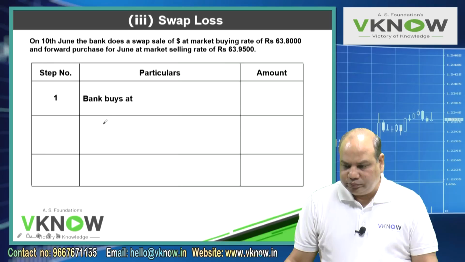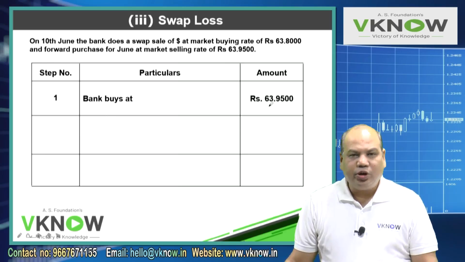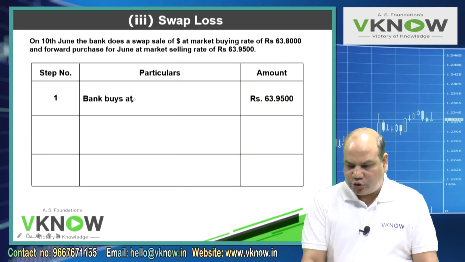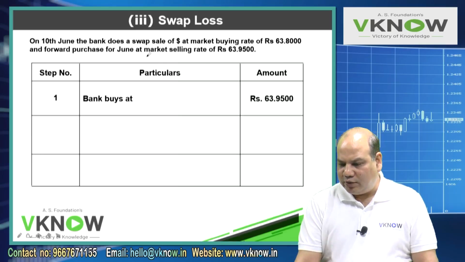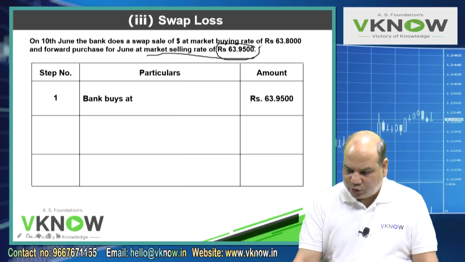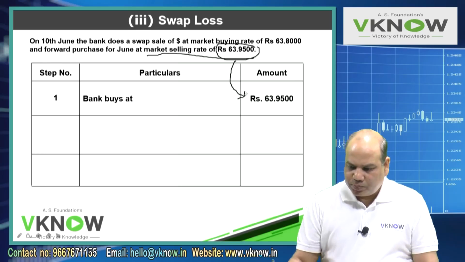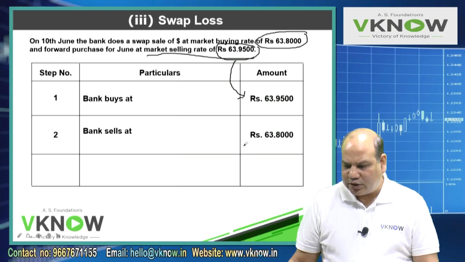So write down, bank buys at 63.9500. Market is selling, bank is buying. No confusion. If the market is selling, this bank is buying. So this rate is the rate at which our bank bought dollar, and this rate is the rate at which our bank sold dollar. So bank sells at 63.80, where the market is buying and our bank is selling.